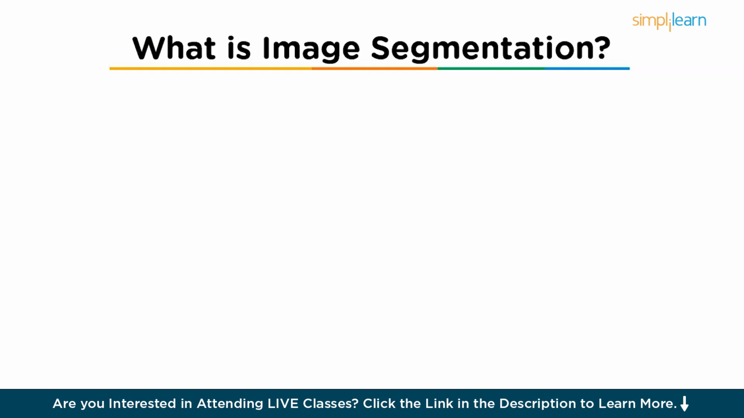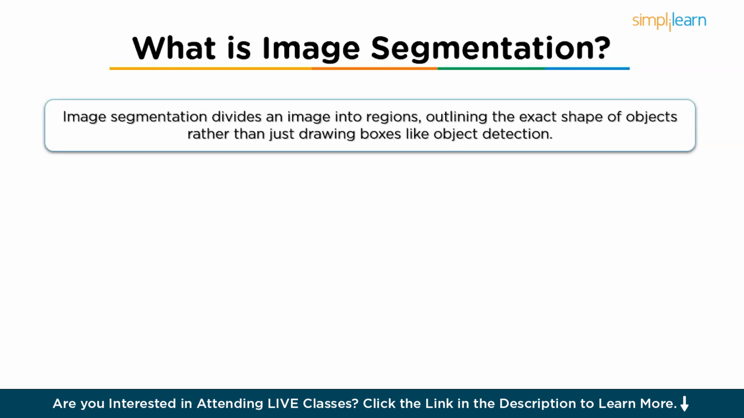Hi all, in this chapter, we'll be dealing with image segmentation. So what is image segmentation? Image segmentation is a computer vision technique that divides an image into different regions based on what's in the image. So instead of just drawing boxes around objects like object detection, segmentation goes a step further. It outlines the exact shape of each object.